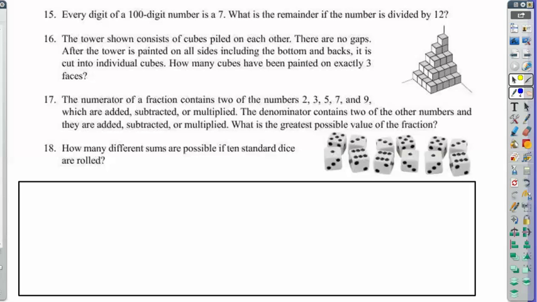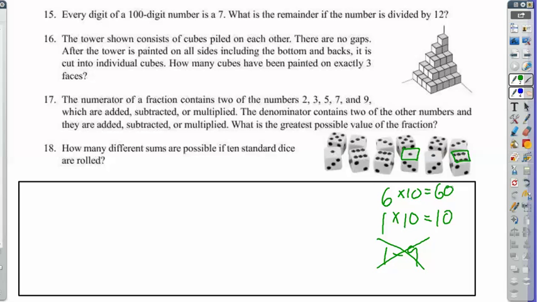How many different sums are possible for 10 standard dice? Well, if we have 10 standard dice, the largest number on the die is your 6. And I have 10 of them. So 6 times 10 is 60. But can you have 60 total numbers or sums? No, because we have 10 dice, and the smallest possible roll is a 1. So the smallest number I can have is 1 times 10, which is equal to 10, which means the numbers 1 through 9 cannot happen.